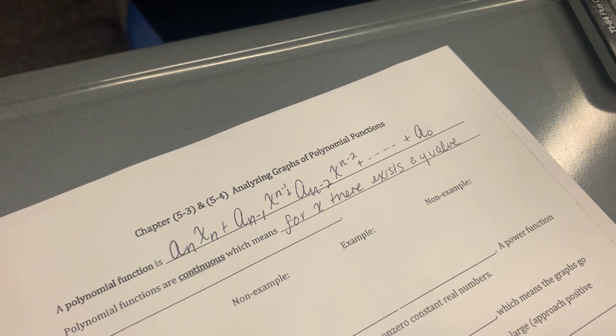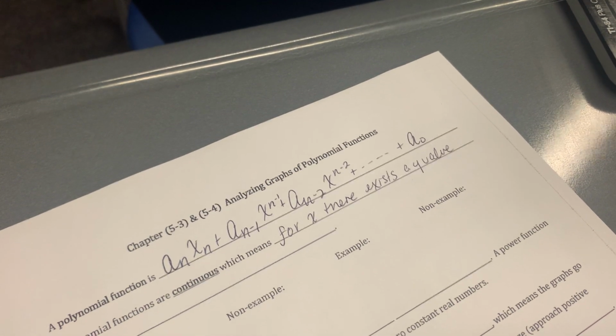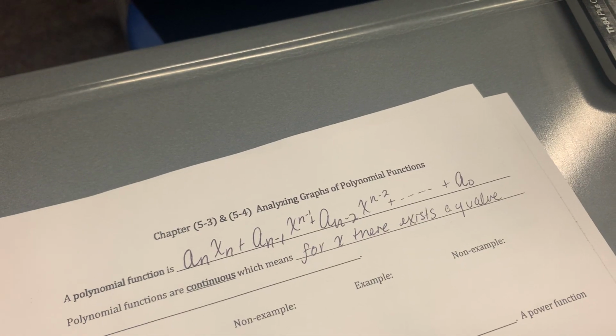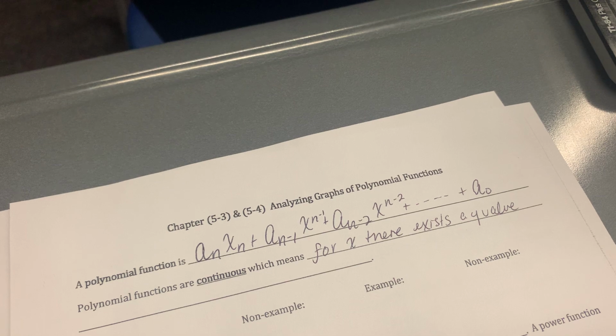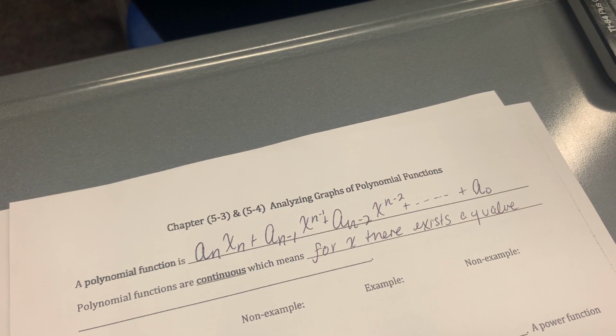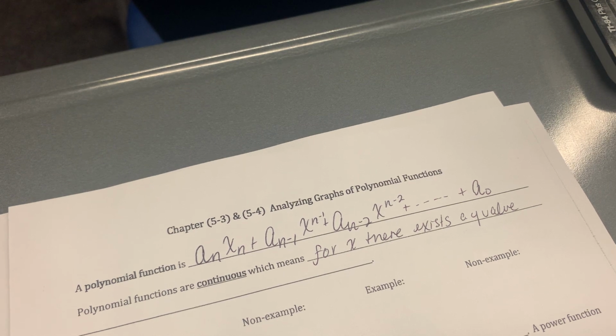Okay, this is going to be a two-part video because I'm putting chapters 5.3 and 5.4 together of analyzing polynomial functions. So we went a little bit out of order. We just talked about how to break down any type of polynomial and solve, but we've never talked about what the graphs look like. So that's what we're going to do today.